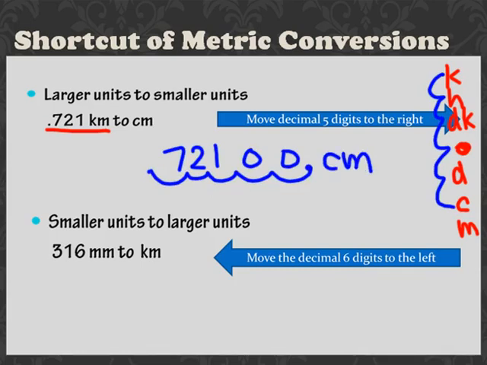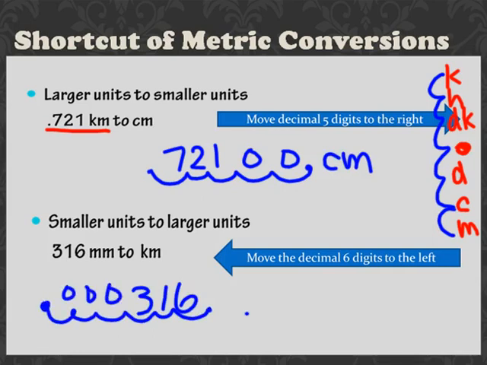Makes sense. Okay, now this time we've got 316 millimeters to kilometers, and millimeters is going to be 6 spots going up, so you'll move your decimal place 6 spots. But since we're going from a smaller unit, millimeters, to kilometers, we'll move it to the left. 1, 2, 3, 4, 5, 6. So it's going to be 0.000316 kilometers.